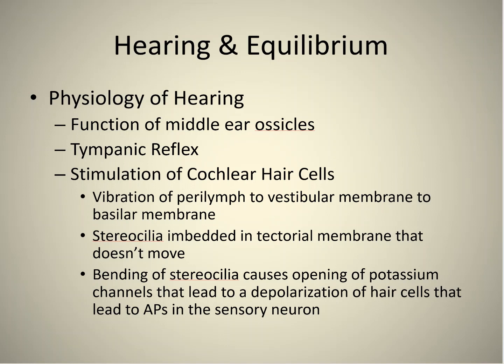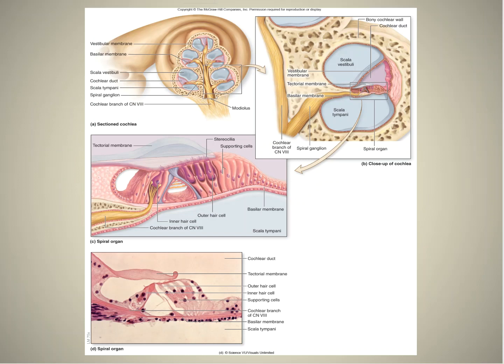And stereocilia are embedded in the tectorial membrane that doesn't move. The bending of these stereocilia that are in the membrane of the hair cell causes opening of potassium channels that lead to depolarization of hair cells, which leads to action potentials in the sensory neuron. And I'm going to show you how that all works in the next couple of slides. Oh, I'm not calling out the slide numbers anymore. This is slide 28. And here's a cross section of the cochlea.